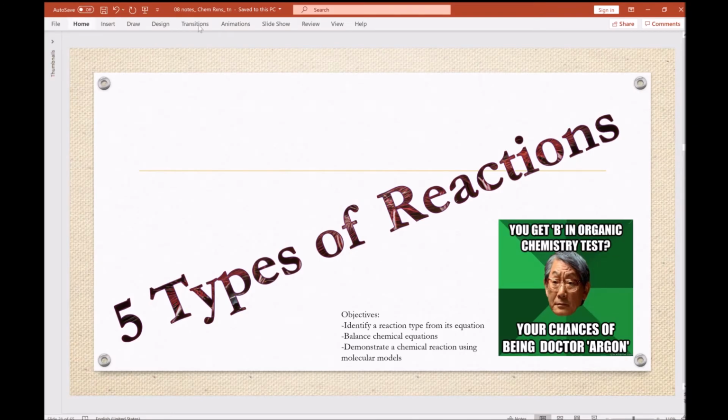Hey guys, welcome back. This lesson is on types of reactions. Today you'll identify a reaction type from its equation, balance chemical equations, and then demonstrate a chemical reaction using molecular models.